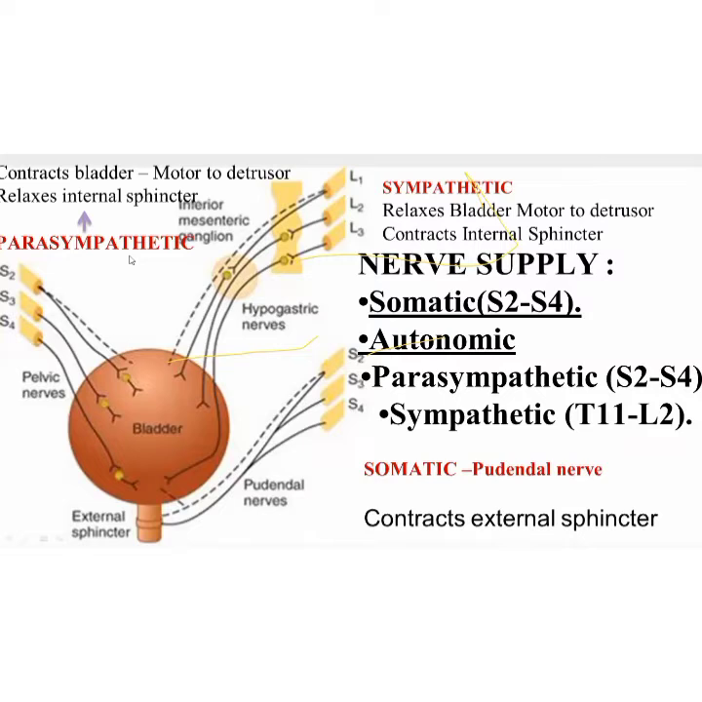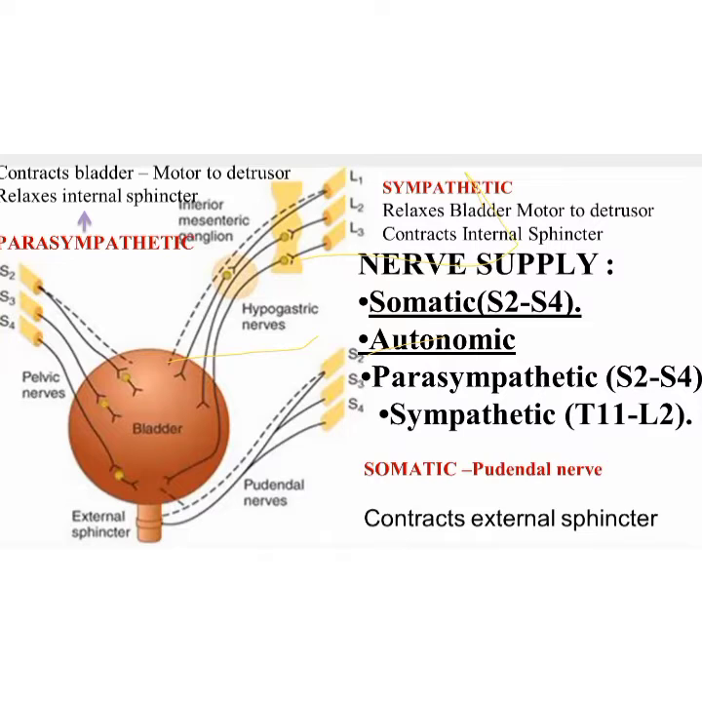The parasympathetic component of the inferior hypogastric plexus contracts the urinary bladder. It is motor to the detrusor muscle, so detrusor muscle acts as a motor and it contracts the urinary bladder. At the same time, it relaxes the internal sphincter. So then the internal urethral orifice opens.